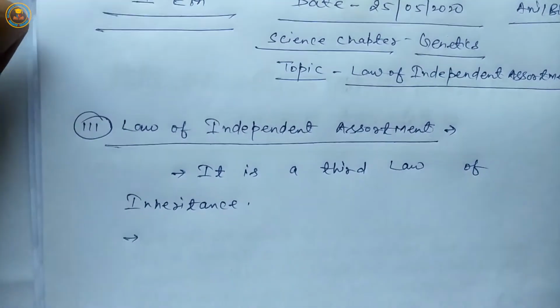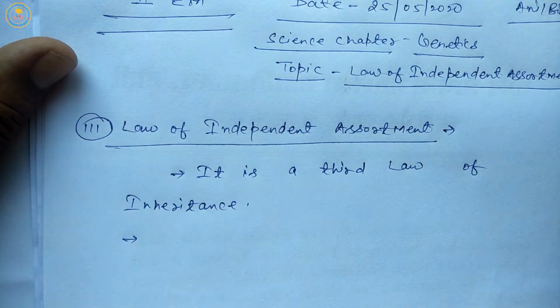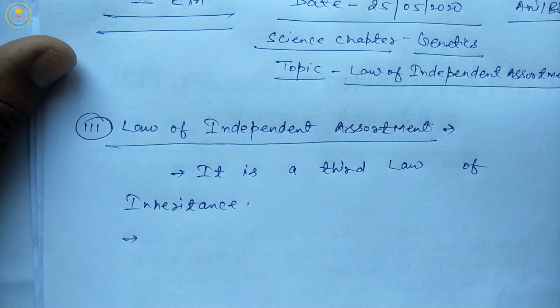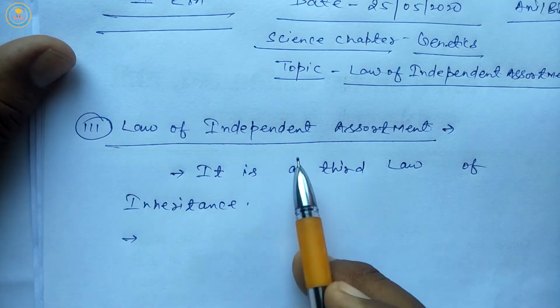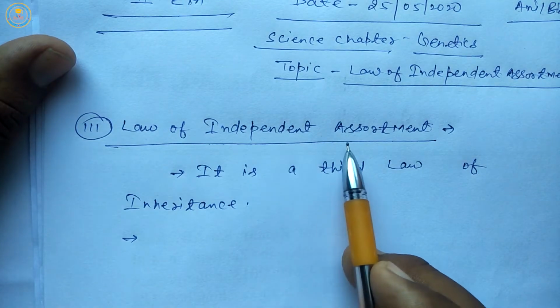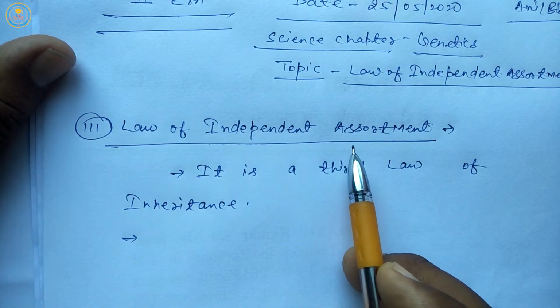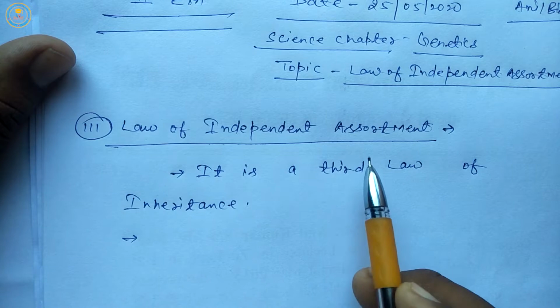Mendel's first law of dominance and law of segregation are based on monohybrid cross, but the third law of independent assortment is based on dihybrid cross.